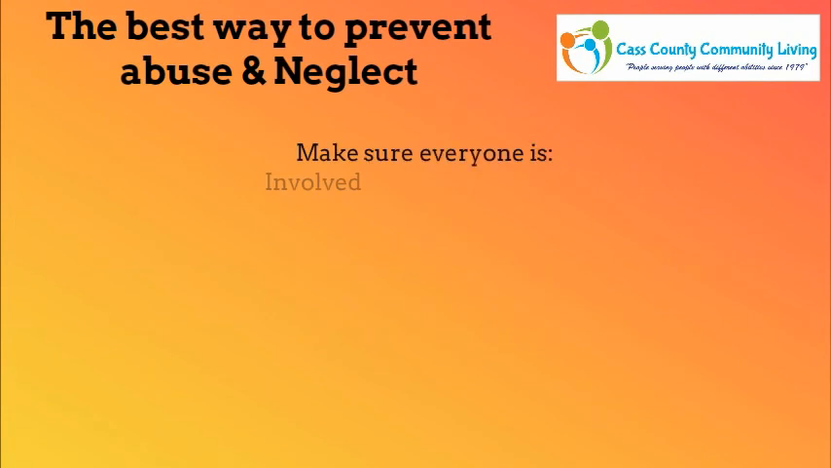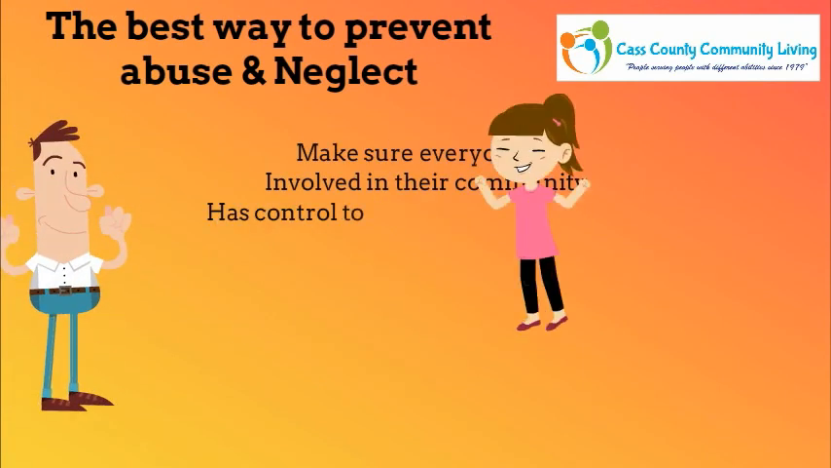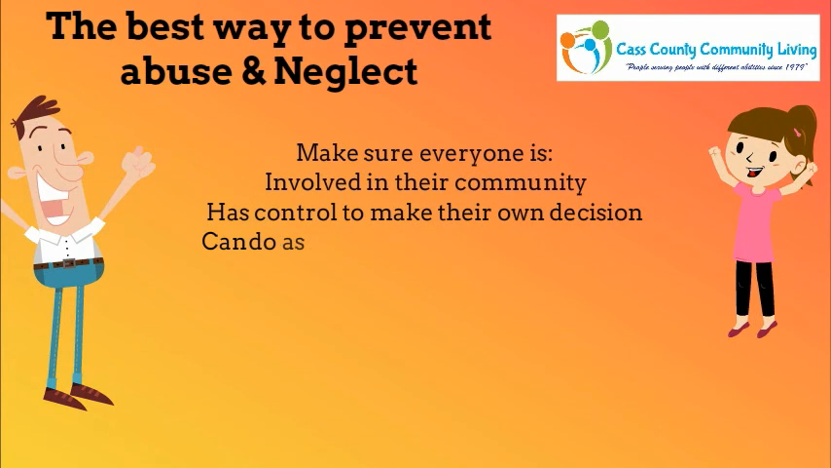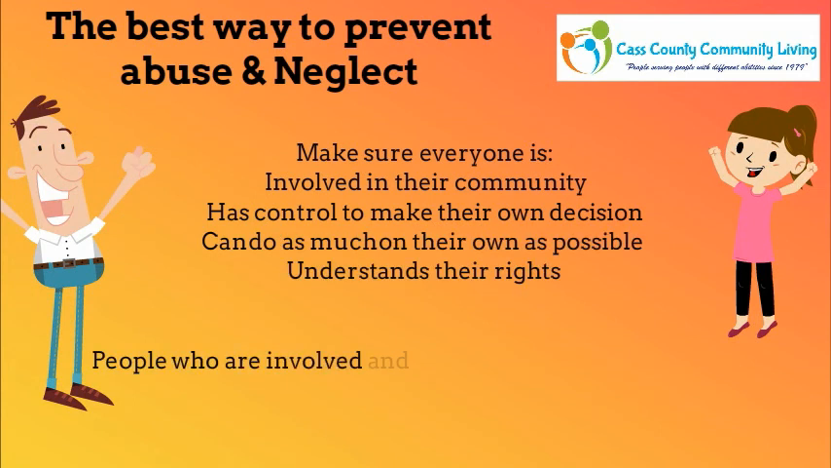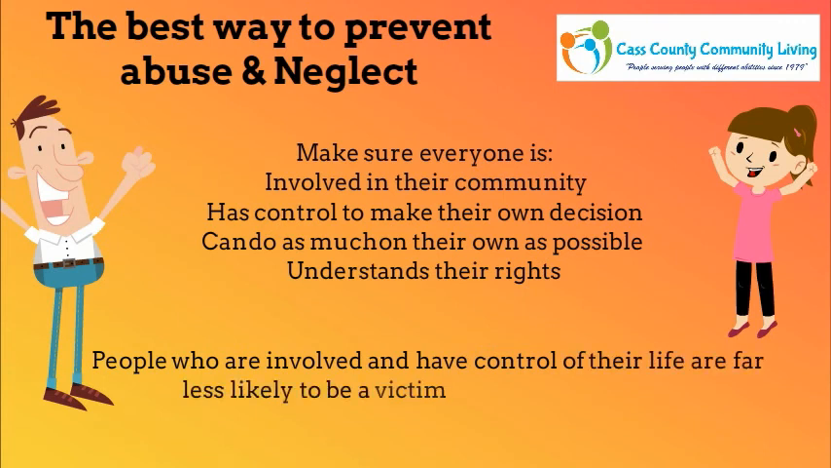The best way to prevent abuse and neglect is to make sure that everyone is involved in their community, has control to make their own decisions, can do as much of their own as possible, understands their own rights. People who are involved and have control of their lives are far less likely to be victims.